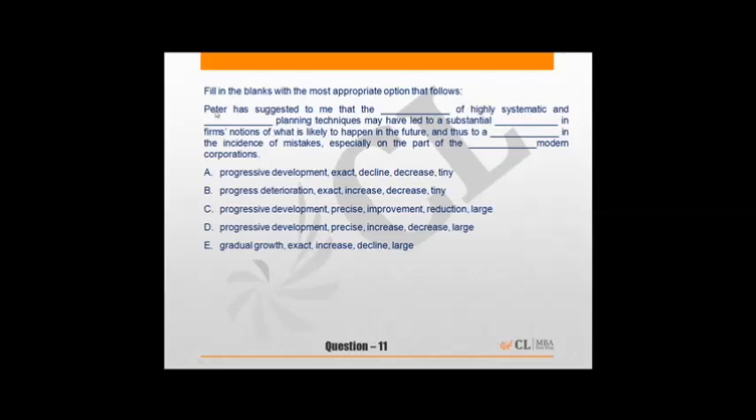Okay, let's read the given cloze passage here. Peter has suggested to me that the dash of highly systematic and dash planning techniques may have led to a substantial dash in the firm's notion of what is likely to happen in the future, and thus to a dash in the incidence of mistakes, especially on the part of the dash modern corporations. Okay, let's look at the options here. Progressive development for the first blank, or progressive deterioration or gradual growth. Now options that contain progressive development or gradual growth are one and the same thing. Progressive deterioration is different. So the second blank can take the word exact or precise. Let's see what fits into this given blank.